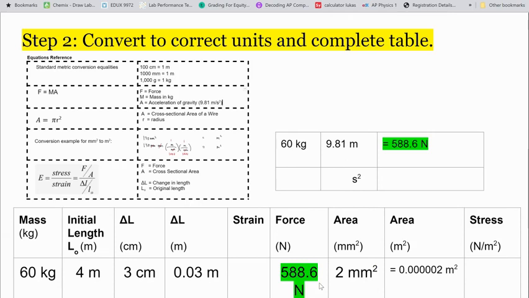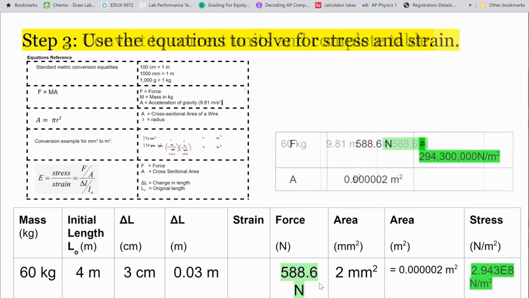We are now ready to calculate our strain and our stress. To calculate our stress, we're going to take force divided by area. Force in newtons, 588.6, we got that value right here, divided by our area in meters squared, the 0.00002 meters squared, and we get a value of 294,300,000 newtons per meter squared.